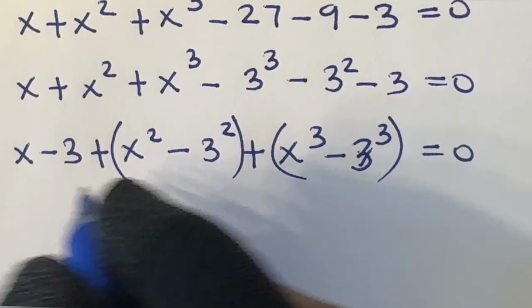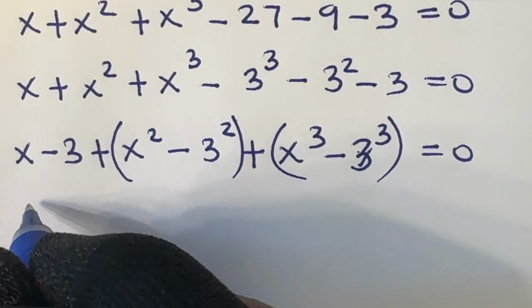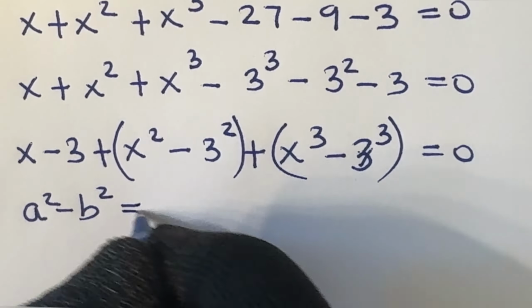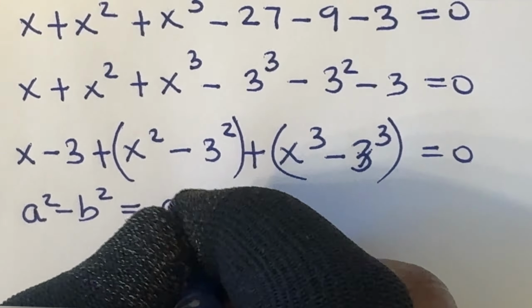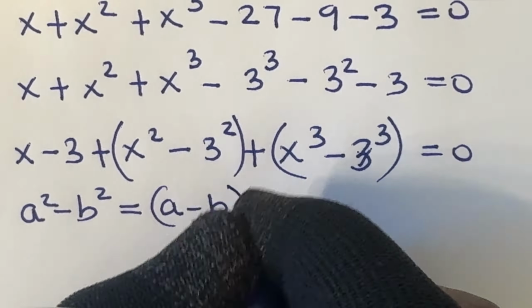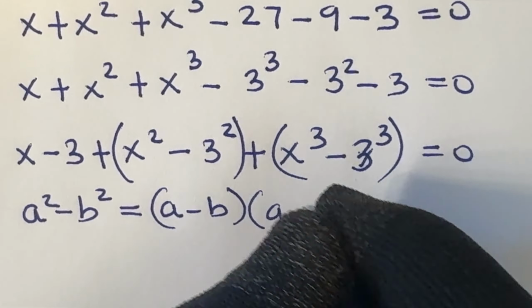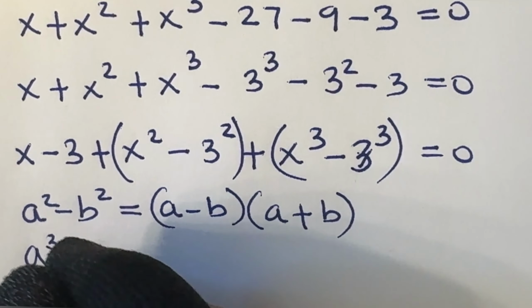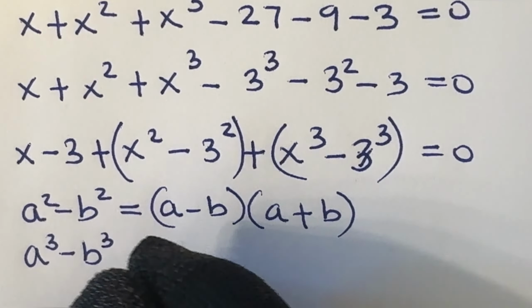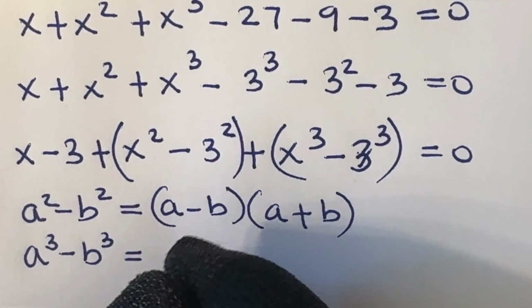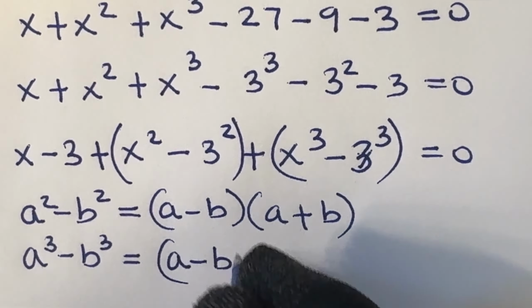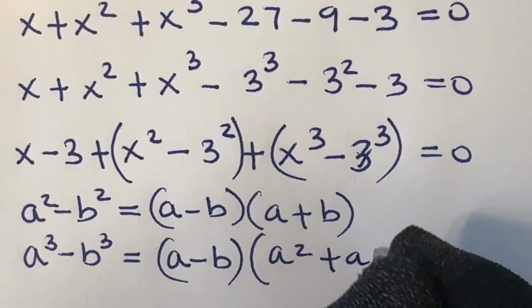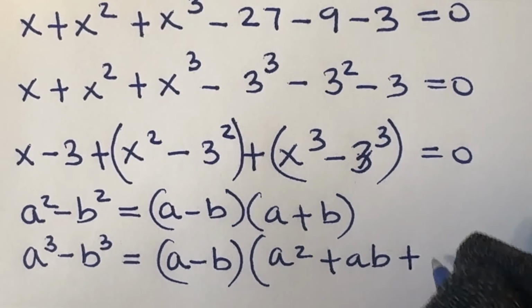For difference of 2 squares, when you have a squared minus b squared, this is factorized as a minus b times a plus b. And then a raised to power 3 minus b raised to power 3 is equal to a minus b, a squared plus ab plus b squared.